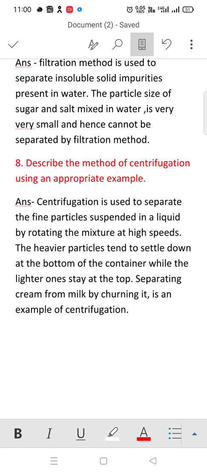The last question. Describe the method of centrifugation using an appropriate example. Centrifugation is used to separate the fine particles suspended in a liquid by rotating the mixture at high speeds. The heavier particles tend to settle down at the bottom of the container while the lighter ones stay at the top. Separating cream from milk by churning it is an example of centrifugation.